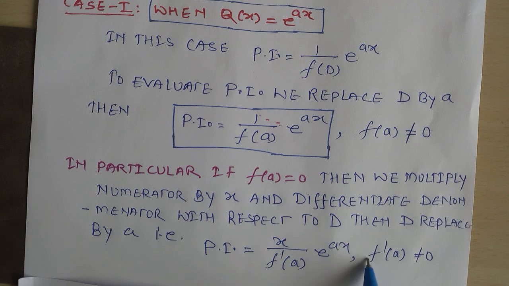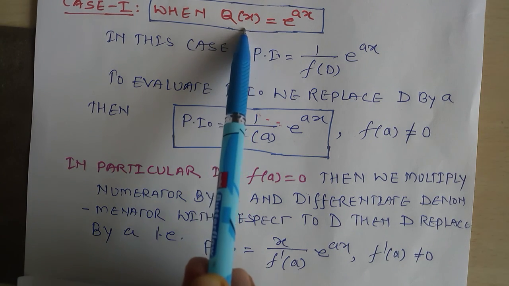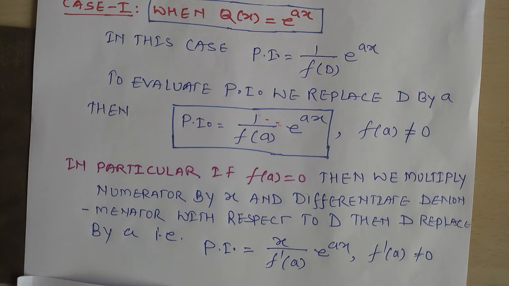In case f dash a is 0, then again we multiply the numerator by x, so we get x square here, and we differentiate f dash D with respect to D again, then we get f double dash D. Then we replace D by a, and we get x square by f double dash of a into e raised to ax, provided f double dash of a is not equal to 0. So this is the process of finding the particular integral when Q(x), the non-homogeneous part of the differential equation, is an exponential function of the type e raised to ax.